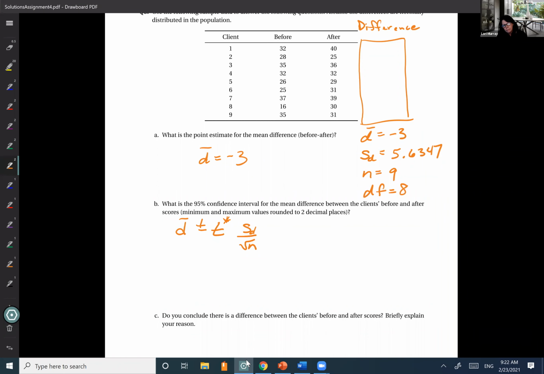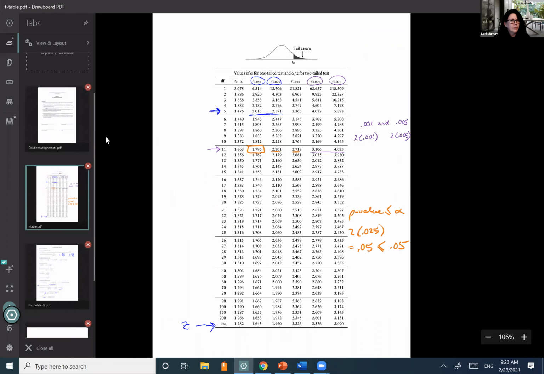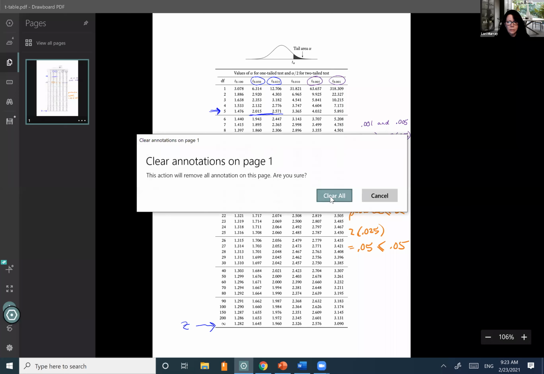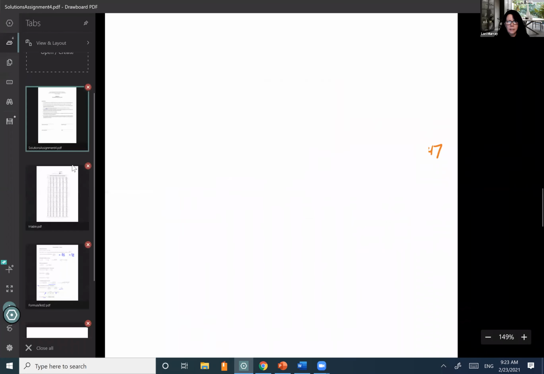And all we're missing is the critical value for the confidence interval. The critical value would be on 8 degrees of freedom. And because it's a 95%, you need to know how to do these 95% confidence levels. So we need to go to the t-table. I think what I'm going to do is get rid of some of this, clear the annotations, and come back. Hope I'm able to come back to here. Good.